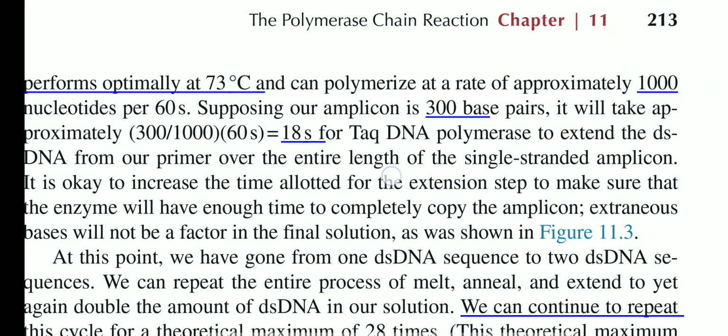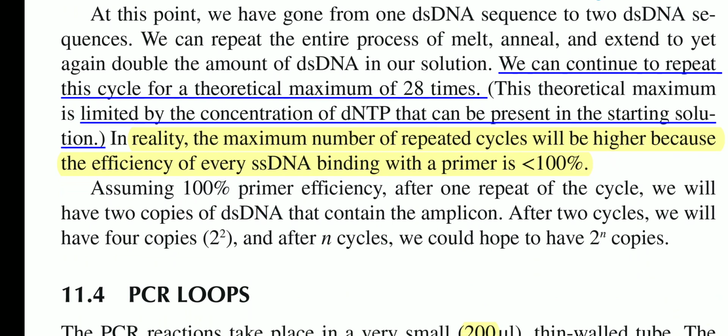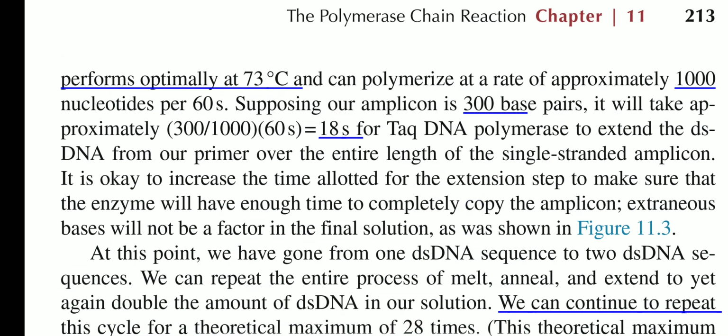For example, if its speed is 1000 base pairs per minute, and we have an amplicon of length 300 base pairs, then it will take about 18 seconds to completely replicate in a single cycle. So this is how we determine the time interval for extension. Hope you understand. You can see this once again.